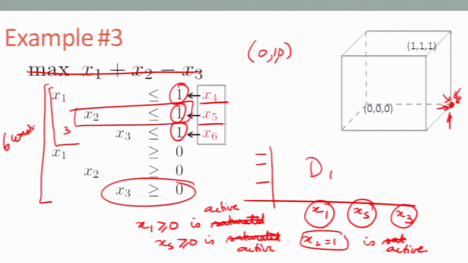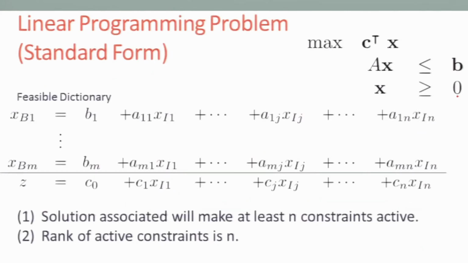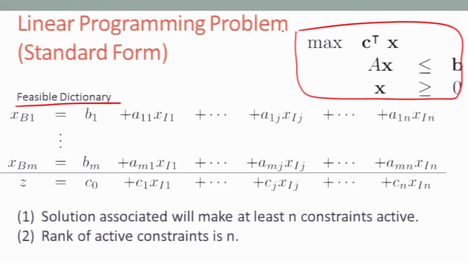So hopefully this is enough to now convince you that if you have a feasible dictionary like this, if you can write down a feasible dictionary like this for a problem, okay, let's put the problem in the standard form. We haven't talked about dictionaries for other forms. We have just talked about it for the standard forms, all right? Okay, so what we are saying is that the solution will make at least n constraints active.